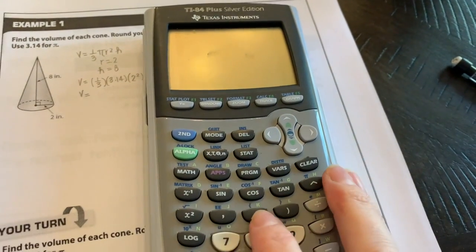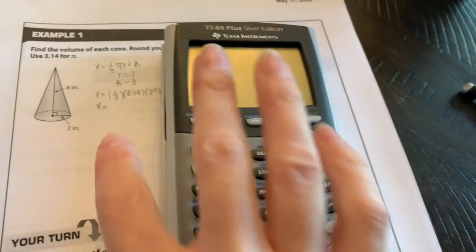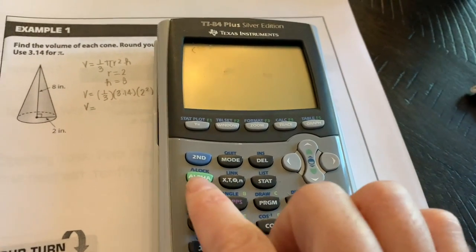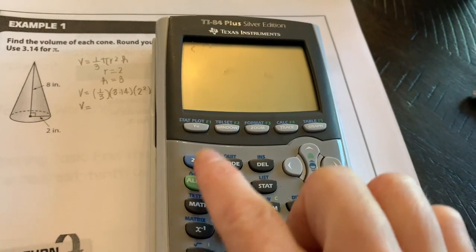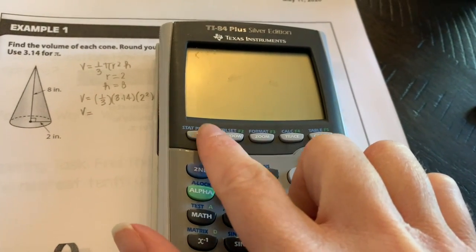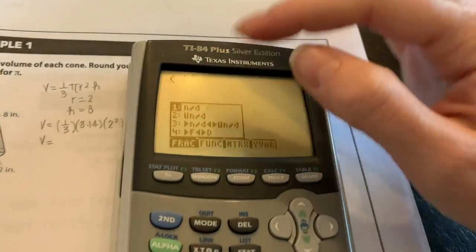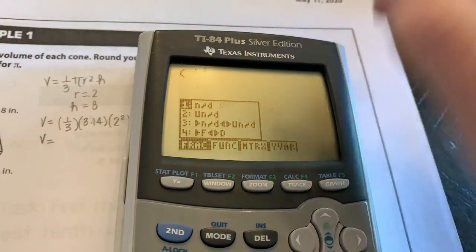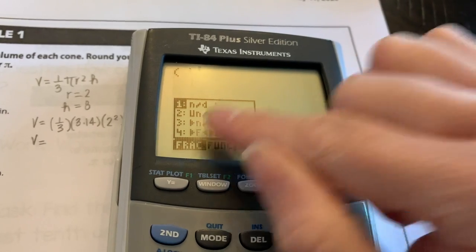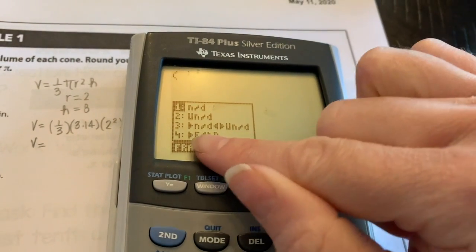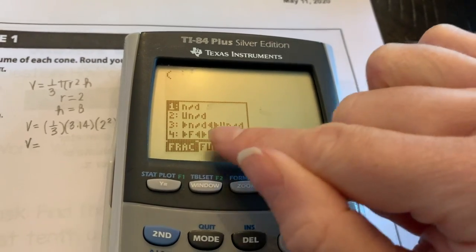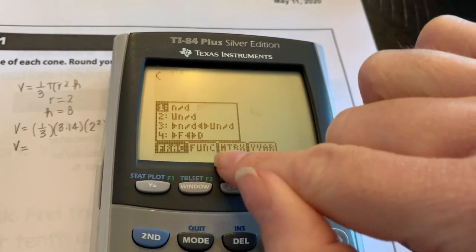you can make a fraction. I'm going to start with my parentheses because I want it in parentheses. But you can make a fraction by pushing alpha, y equals, and then it gives you this display. The first one is for a regular fraction. The second one is for a mixed number. The third one is to change a fraction into a mixed number, or vice versa. And the fourth one is to go from a fraction to a decimal.